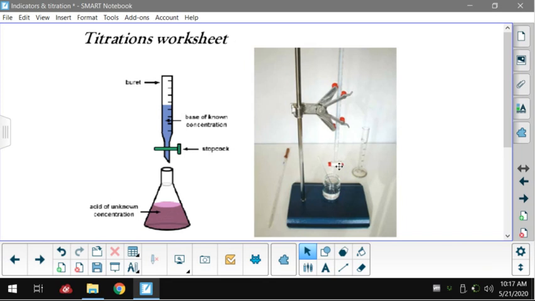You slowly drip some of this stuff down here into your flask. Now here they're showing what looks like a beaker with a stirring rod. That is not the preferred way to do it. It's preferred to use an Erlenmeyer flask and swirl it either by hand or with a magnetic stir bar.